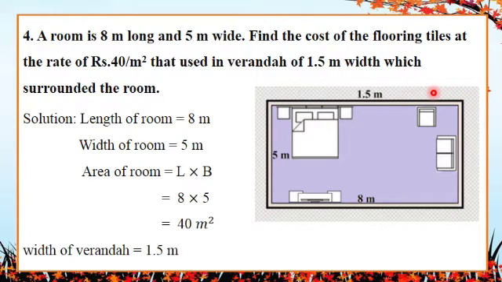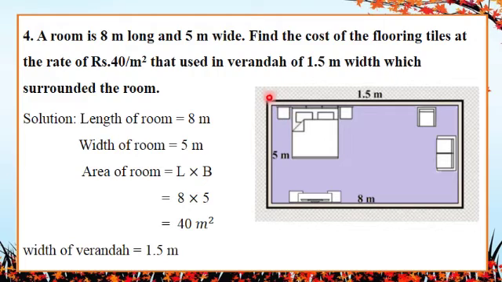First of all, we have to calculate the area for the veranda. For this purpose, we will find the inner area and then outer area, and after the subtraction we will get the area of the veranda, and after that we can calculate the cost of tiling. So the length of the room, it is given to us 8 meter. Width of the room, it is already given to us 5 meter. Area of the room is length multiplied by breadth. So 5 8s are 40. 40 meter square is the area for the room.